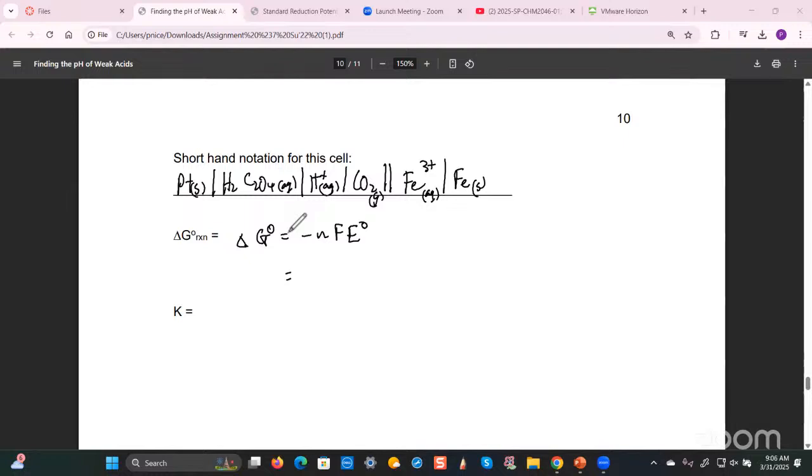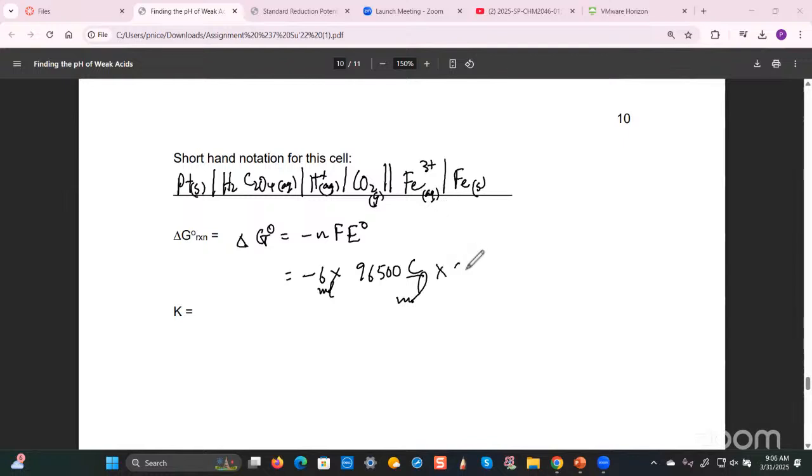Yes, because we multiply 1 by 2 and the other one by 3. So it would be 6 electrons transferred. So that would be minus 6 times 96500 coulombs per mole. And by the way, this will be 6 moles right here, right? Multiplied by the standard EMF. Now we calculated the standard EMF already. That was equal to 0.397.